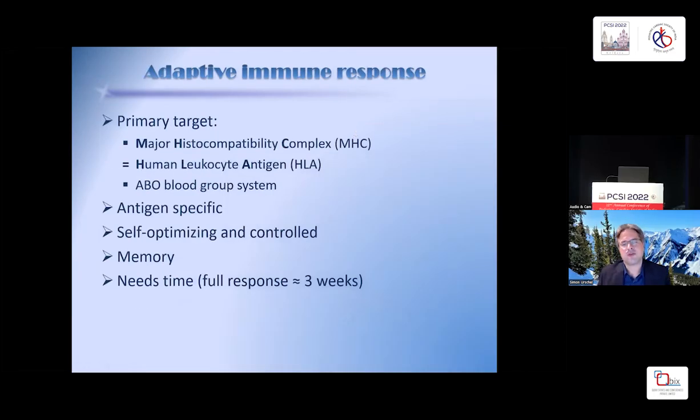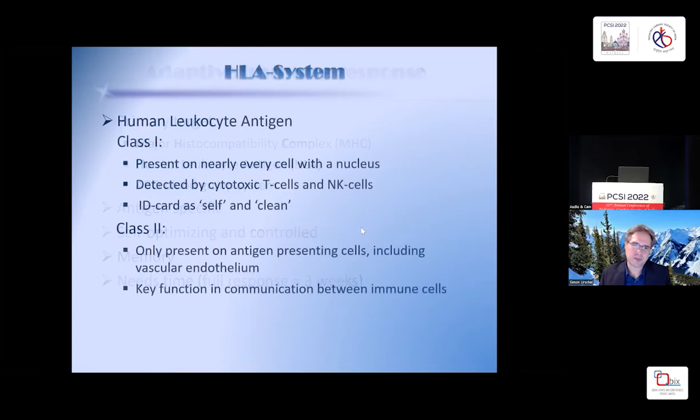The primary target of the adaptive immune system, as we've just heard from Tanuja, is the major histocompatibility complex, or in humans, the human leukocyte antigen, but also there's antigen response to the ABO blood group system. It's an antigen-specific response. It's self-optimizing, so there is a mechanism to find the best and most efficient clone. It forms memory, so the next time around the same antigen comes back, it's already ready to go, similar to a vaccination. But for the first time response, it takes a while, on average about 3 weeks until you get a full response.